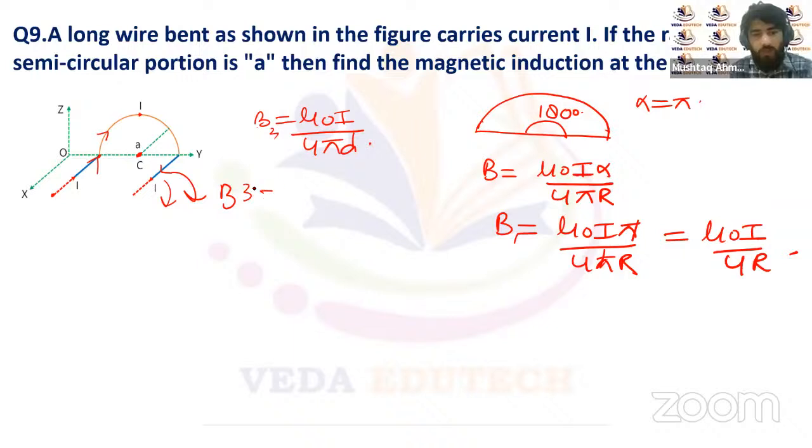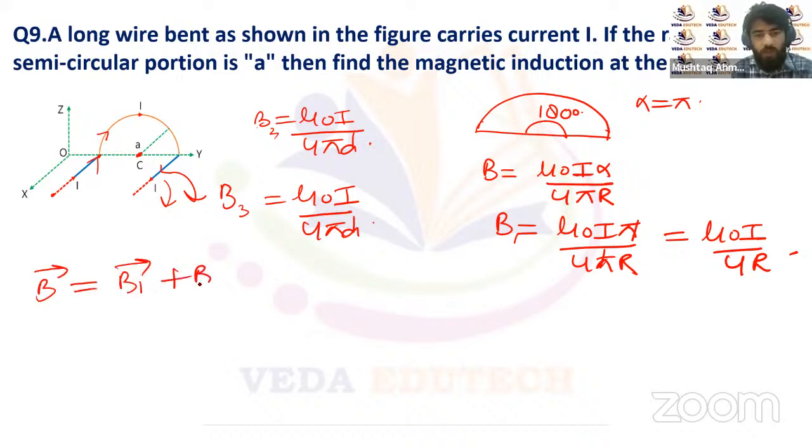Now this B3 will also be equal to mu naught I upon 4 pi d. So the net magnetic field at this point will be the vector B, that will be B1 vector plus B2 vector plus B3 vector. So these are the three magnetic fields which, upon adding, will give us the net magnetic field. We know the values of B1, B2 and B3, so we can substitute them in this equation to calculate the net magnetic field.